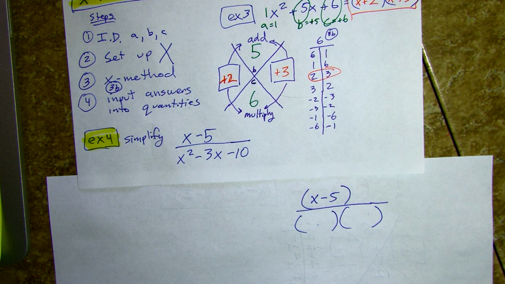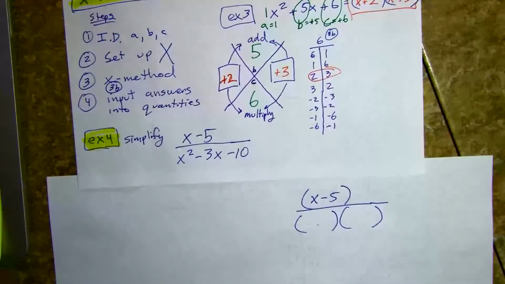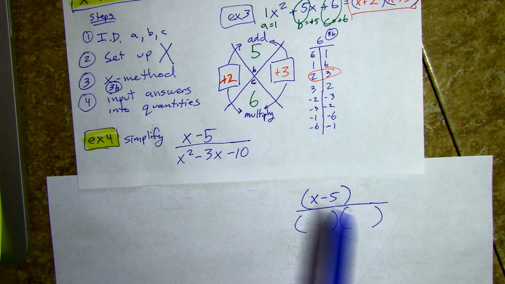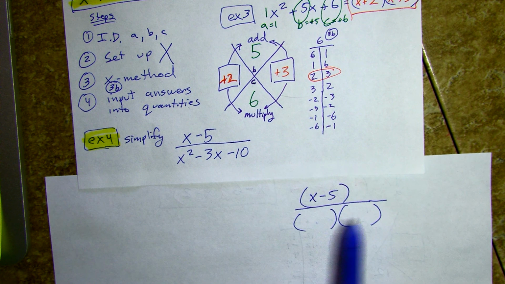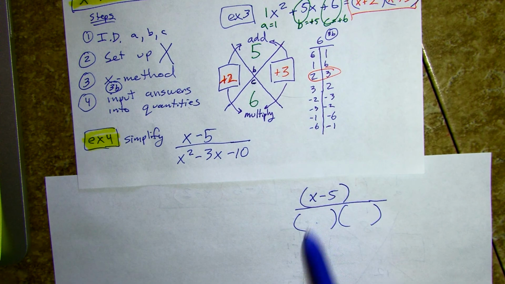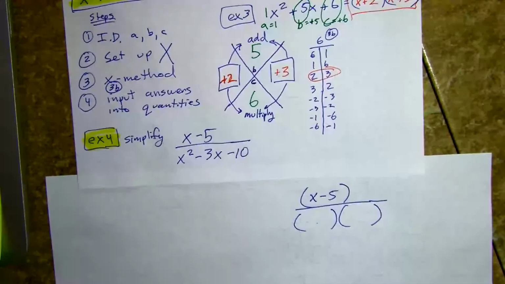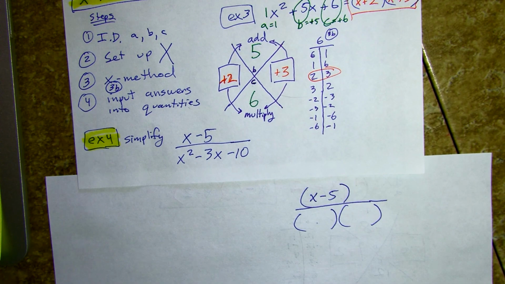So I say what we're going to do is take this x squared minus 3x minus 10, and we're going to factor it and put it into the quantities in the bottom. So go ahead and do our same steps that we did before, labeling A, B, and C. Label A, B, and C.